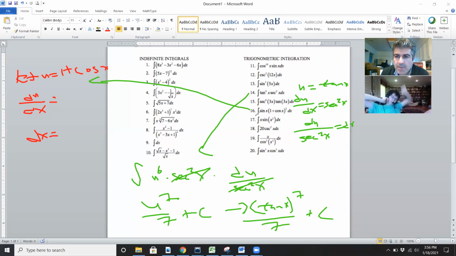Okay, while I was at it, I also did 15, which is kind of a doozy. How's 16 going? Negative 1/3 times 1 plus cosine x cubed plus c. Fantastic. You're doing great. You're getting it. Perfect. Awesome.